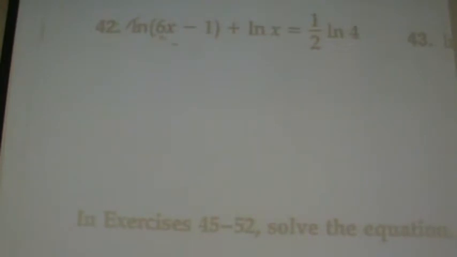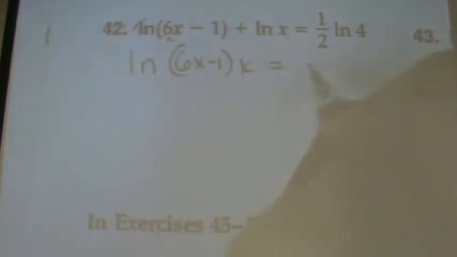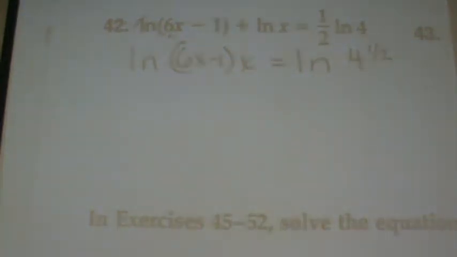Okay, 42, what would you do? Think about it. Left side, what did you write? What about the right side? Four to the 1/2 power. What's 4 to the 1/2 power? 2. That's the square root of 4. So I'm going to cross these out, and I'm going to write 6x squared minus x equals, can I write 2?